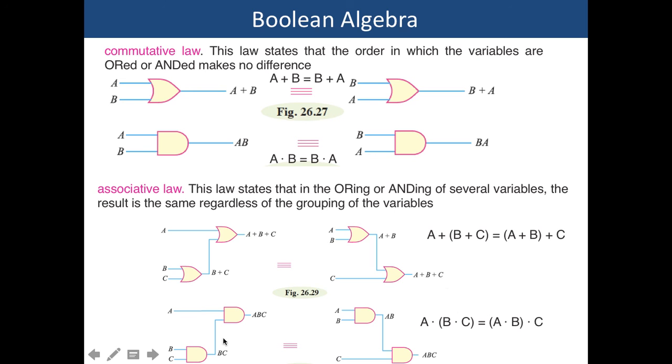Similarly for the dot product, we use the AND gate. With input a and input bc, the output is abc. In the other grouping, the input is ab and input c, the output is ab, and the final output is abc.